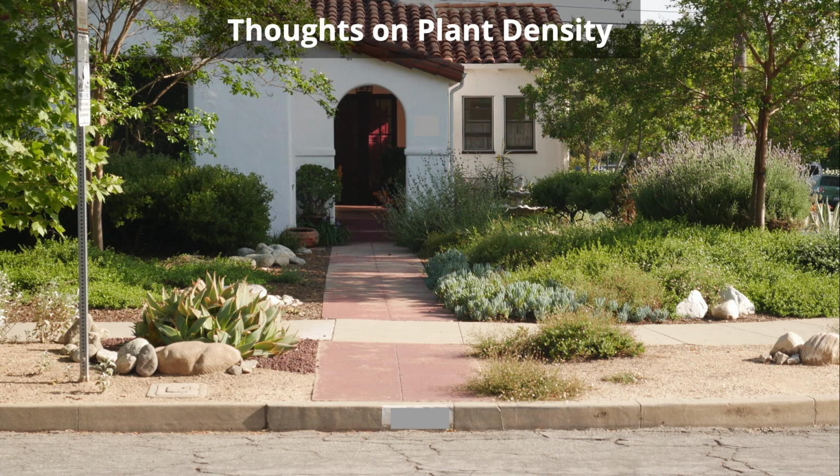For some reason, the default these days, for some people, is to kind of think that they're going to have this big mulched area and then kind of one plant here, one plant there, one plant here, one plant there, and a lot of space in between each plant.